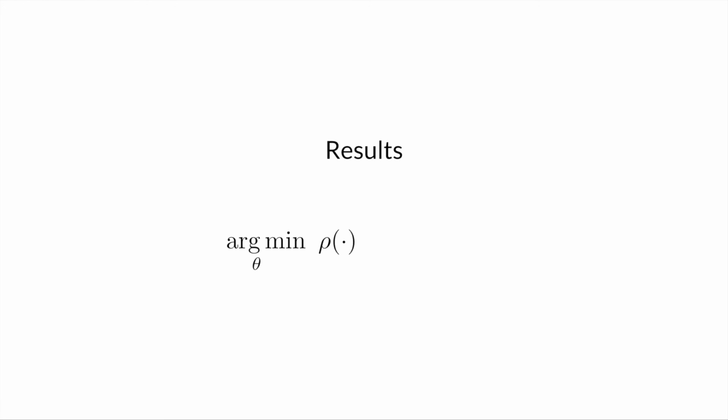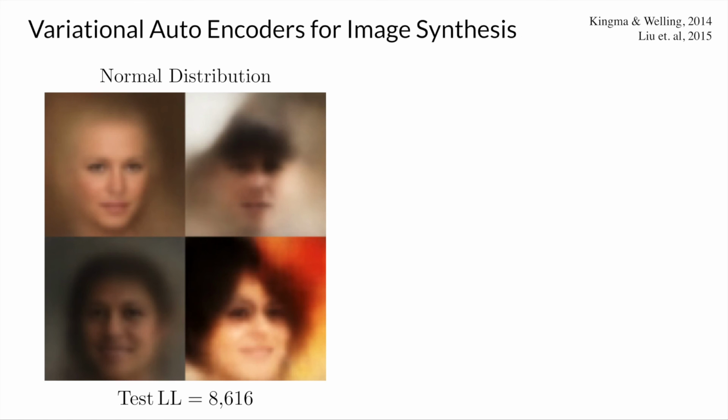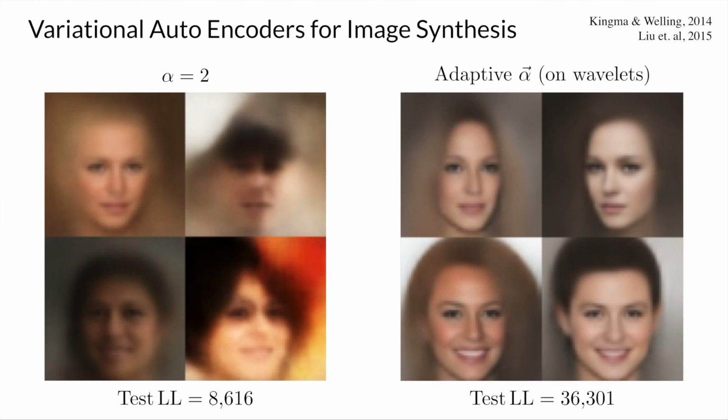So here are some results where we take an existing model and swap in this adaptive loss. VAEs are a popular tool for image synthesis, and they usually work by placing a normal distribution on individual pixels. And this exactly corresponds to minimizing our loss, but with alpha fixed to 2. But instead of a fixed loss on the pixels of an image, we can place an adaptive loss on a wavelet decomposition of the image and get nicer synthesized images and higher test set likelihoods.